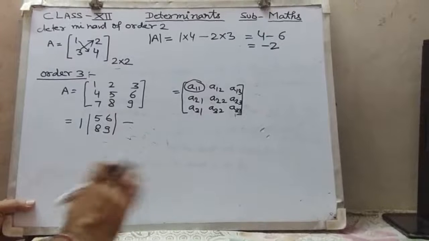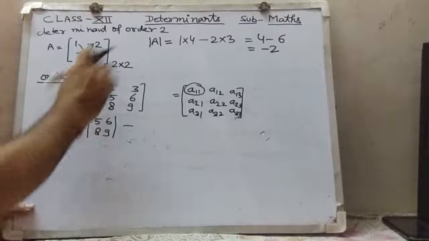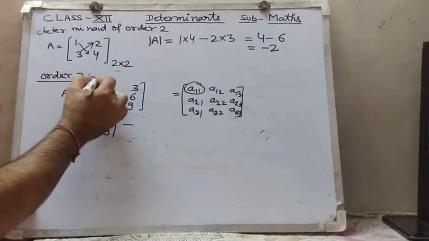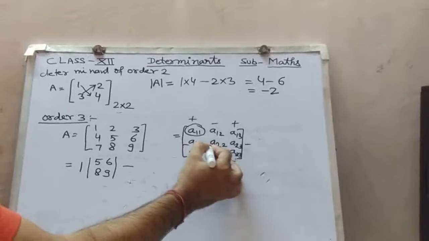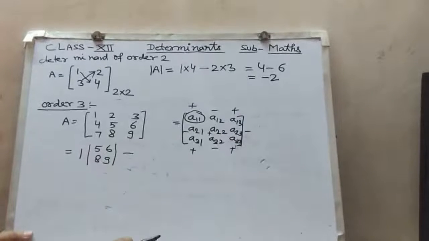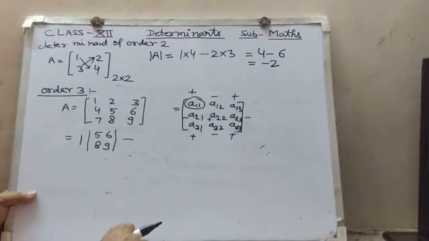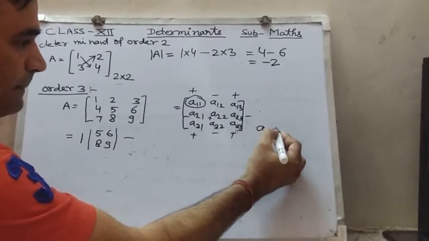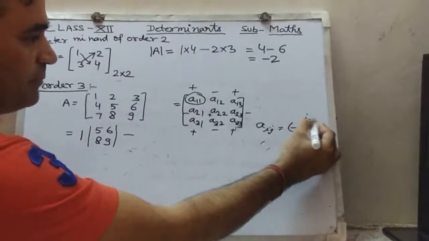I'll tell you why this negative sign is coming here. Actually, all the signs of this matrix are alternate. If this is positive, then this will be negative. Positive, negative, positive, negative, positive, negative, positive. How they are coming like this? We can check the sign by adding its subscripts, as this is the element Aij. And we take minus 1 raised to the power i plus j.